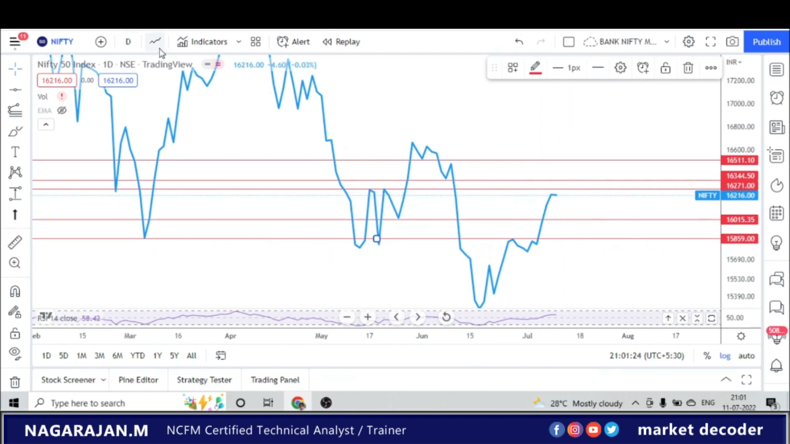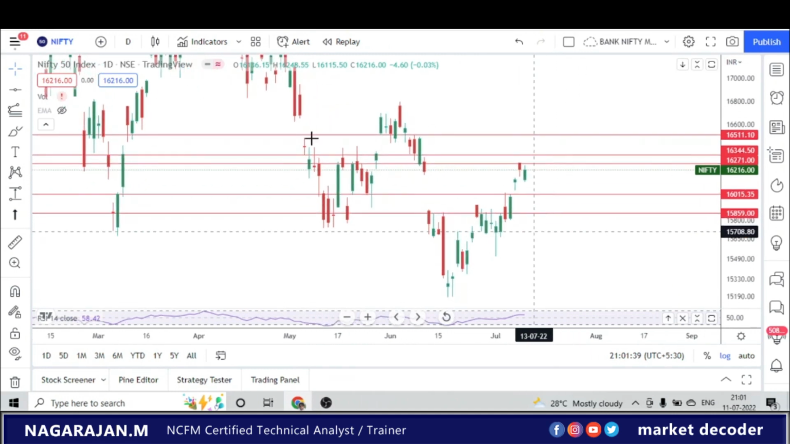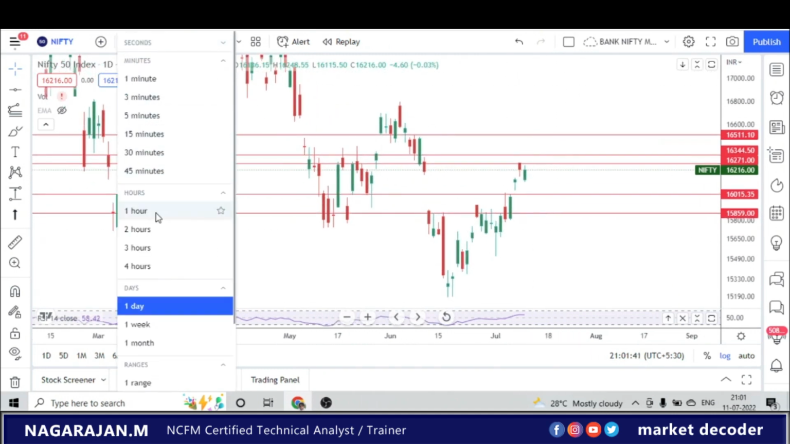Okay, so let us go to the candlestick chart and see. If you plot the resistance and support correctly, it is between the support and resistance only that the Nifty will be traveling for the current week expiry. Okay, so what can we expect for tomorrow?